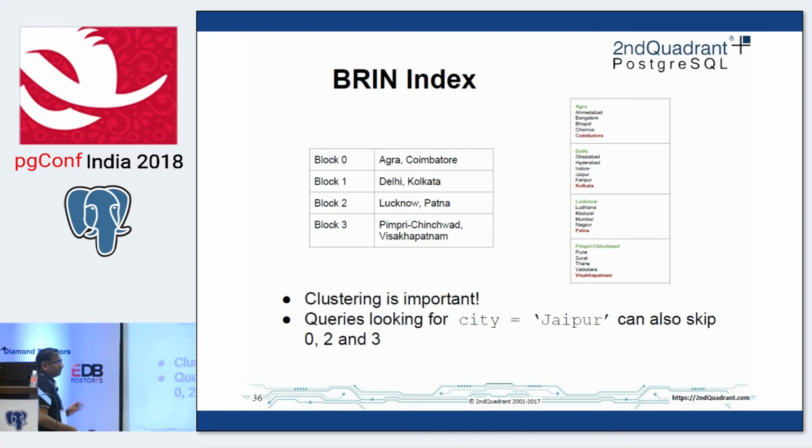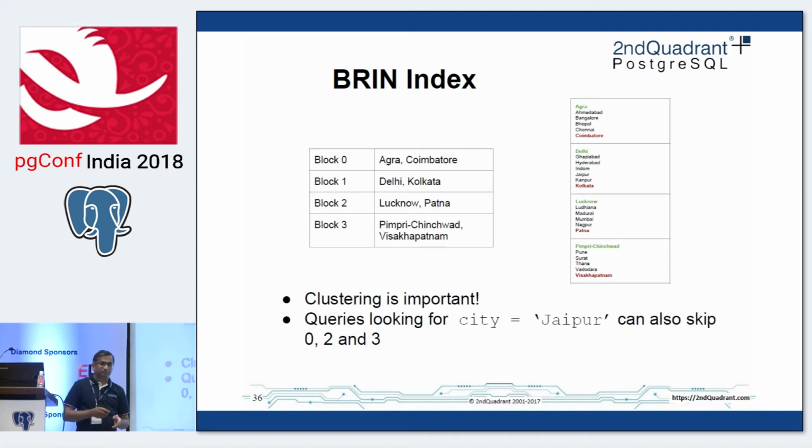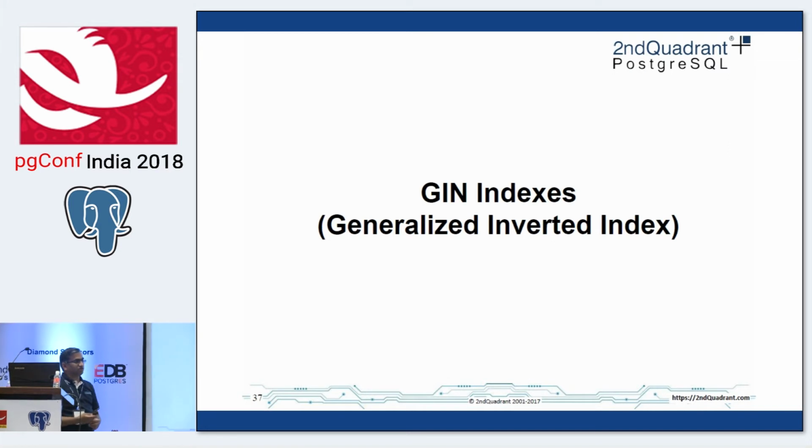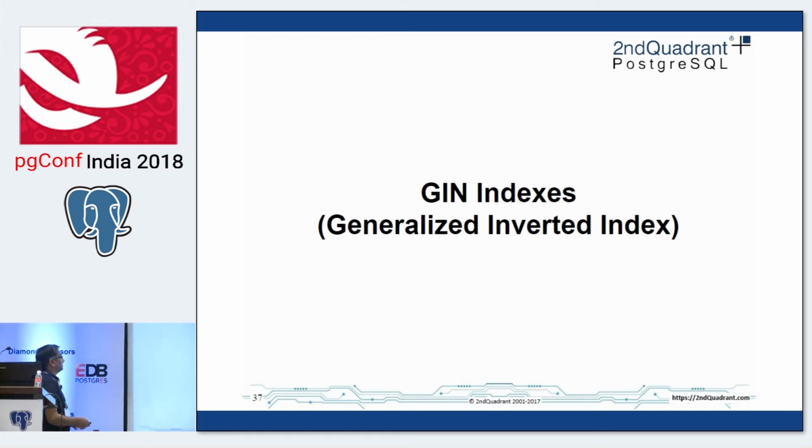So that way, BRIN indexes are very useful when we are dealing with very, very large tables. Two other types of indexes that I want to very briefly talk about: one is called the GIN index. GIN stands for Generalized Inverted Index.